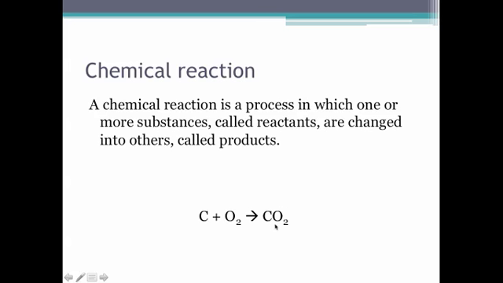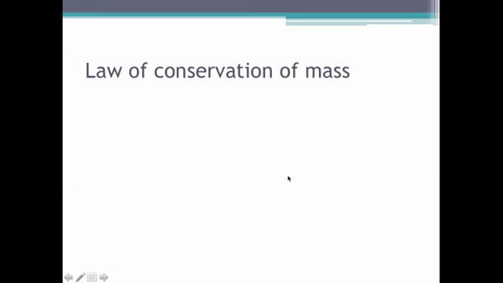So if you look at this equation, the way you'd read it in your mind would be carbon plus oxygen gives, or reacts to form, carbon dioxide. And there's just a little summary there for you. The carbon and the oxygen are reactants, and they're reacting to form those products.